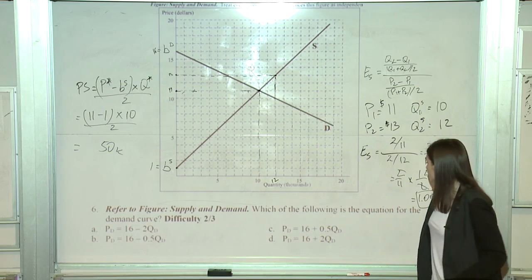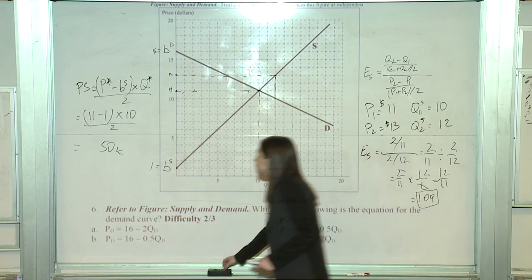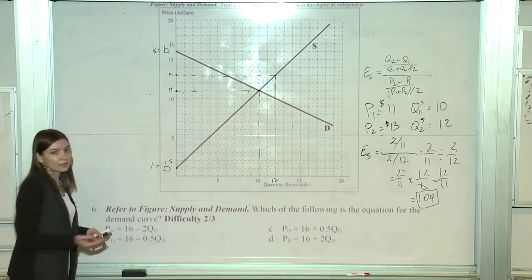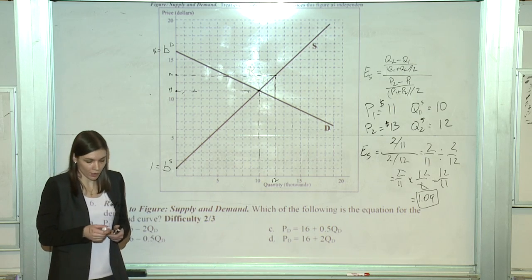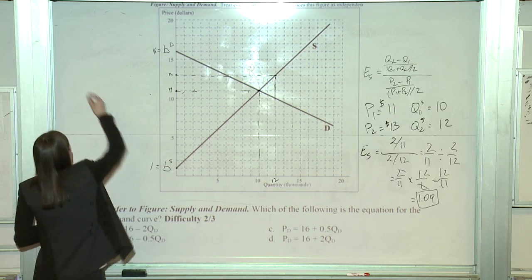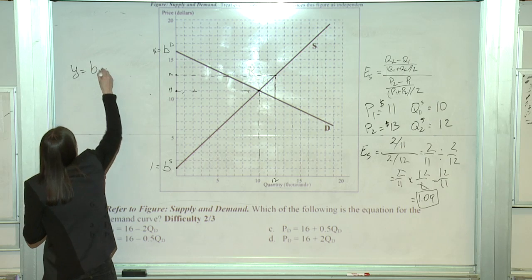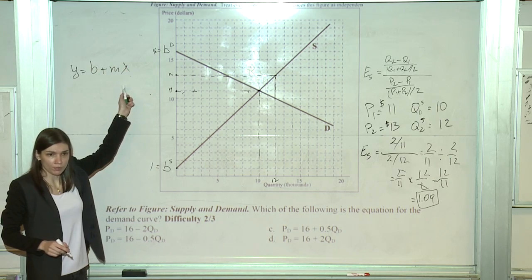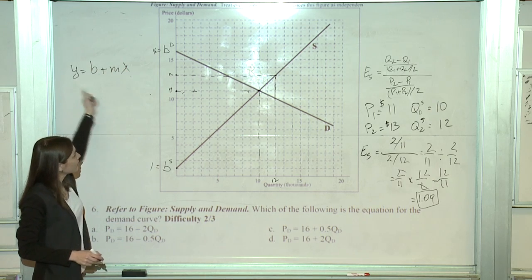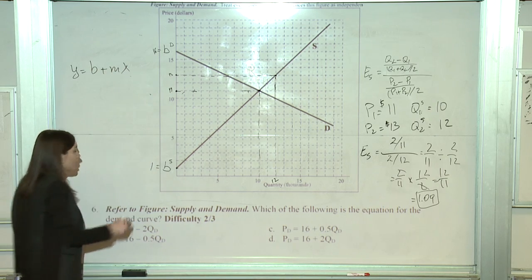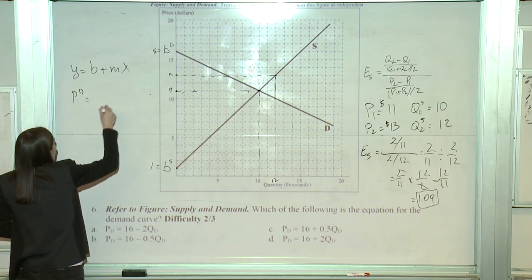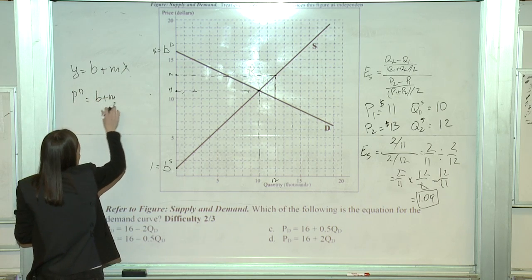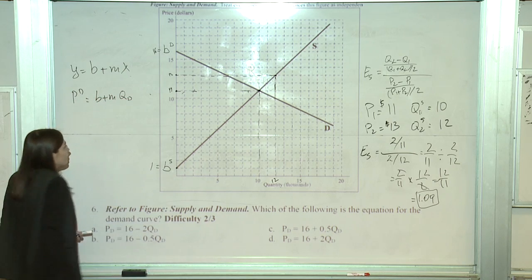Which of the following is the equation for the demand curve? The demand curve is a straight line here, and we know the equation of a line is always going to look like y equals b plus mx, where b is the intercept and m is the slope. Now, in our case, y would be the price, and the x would be the quantity. So I have b plus m times quantity demanded.